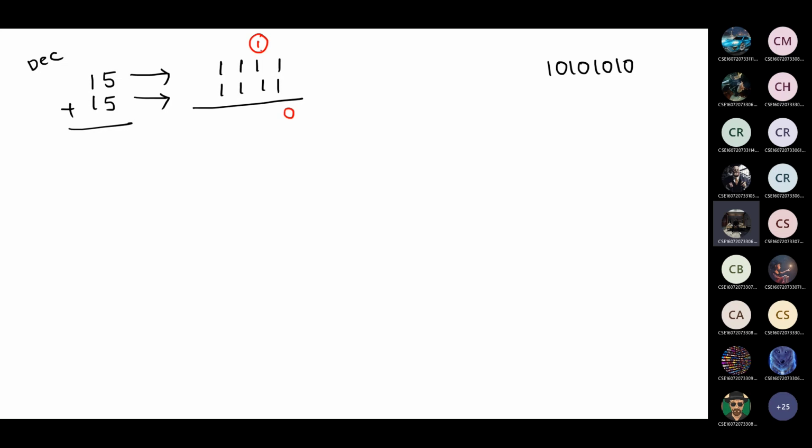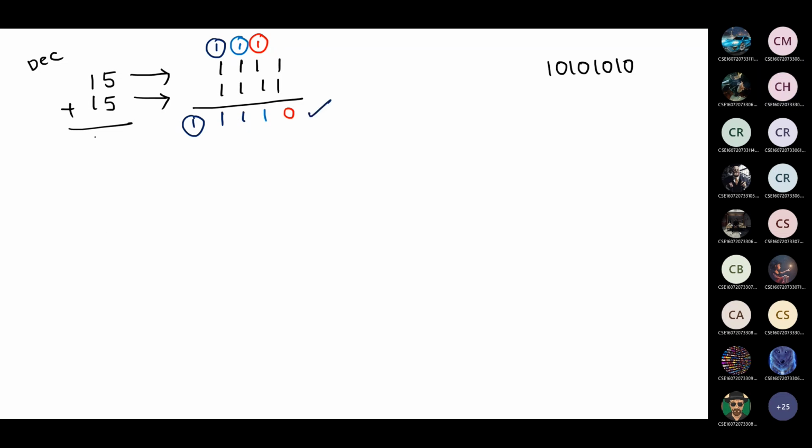Next, 1 plus 1 plus 1: sum 1, carry 1. Okay. Next, same. Again 1 plus 1 plus carry 1: sum 1, carry 1. Same story. Carry 1, sum 1. So this should be our answer.